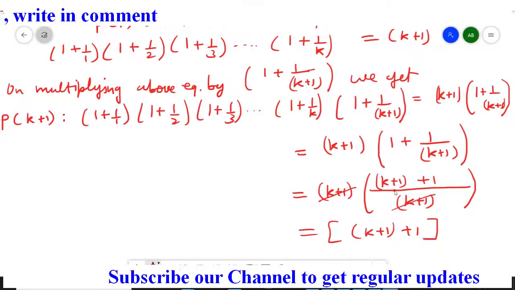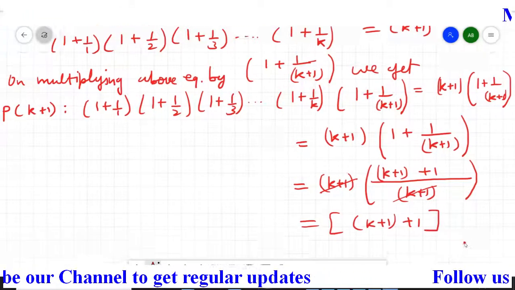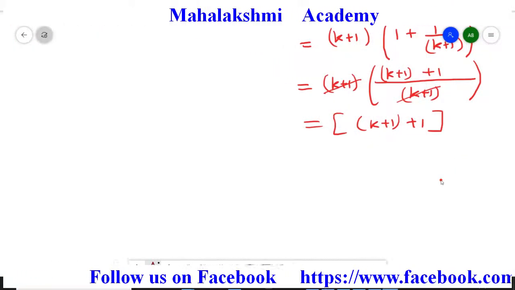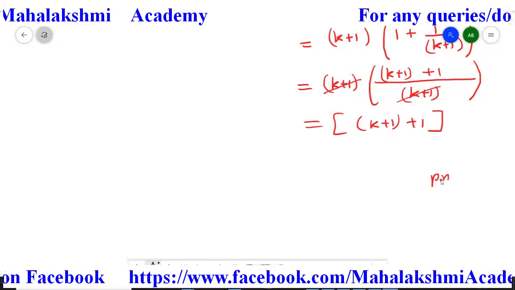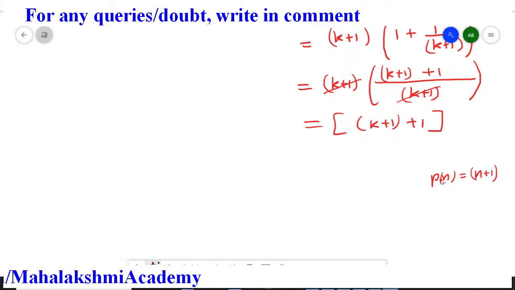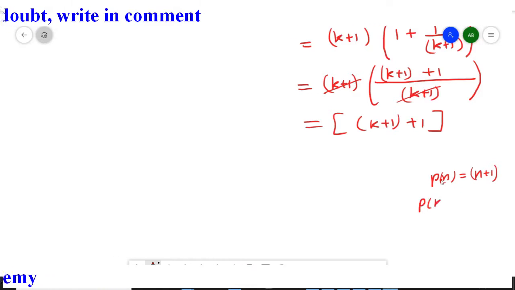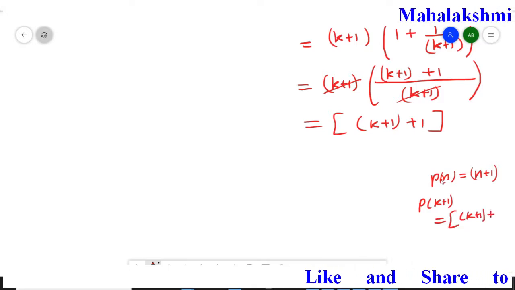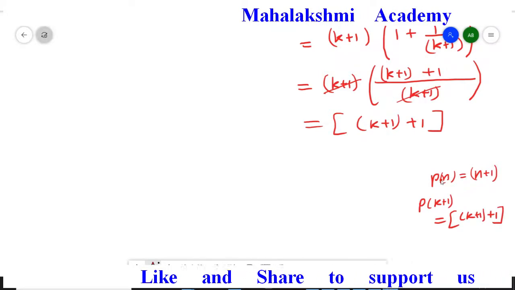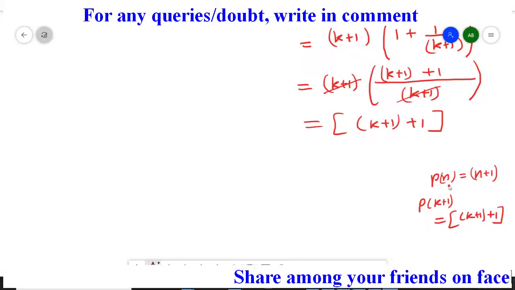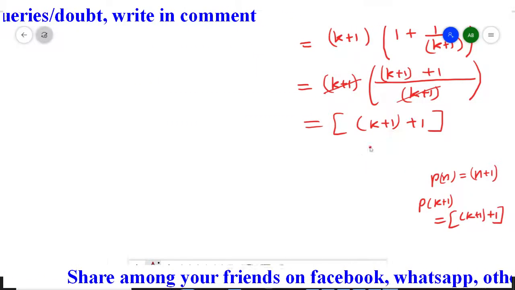Before solving it further, we check in which format the right hand side should appear. For that I am writing here the right hand side of Pn. The right hand side of Pn is n plus 1. You can check in your book question. So if we have here k plus 1, then the right hand side should end by k plus 1 plus 1, because if we have n here, then it should end by n plus 1. So the right side is already in this format, so we do not have to change anything. We'll keep this as it is.